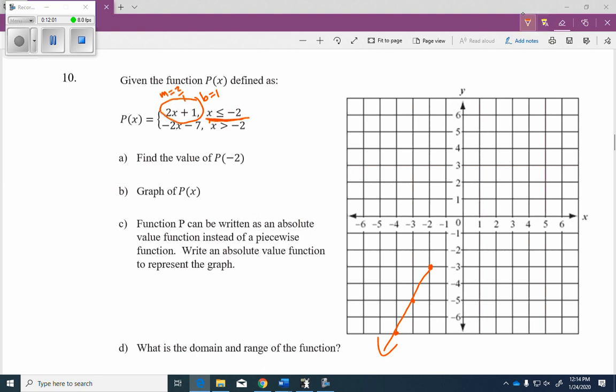The next piece, the y-intercept is -7. The slope is -2 over 1. So I'll start at -7, go down 2 over 1, and in the other direction.